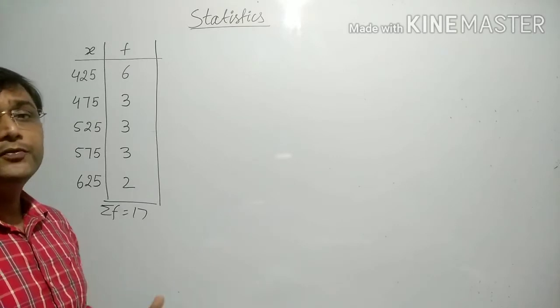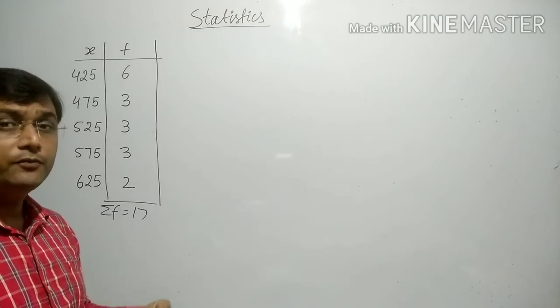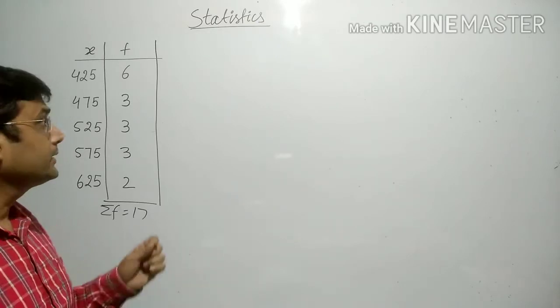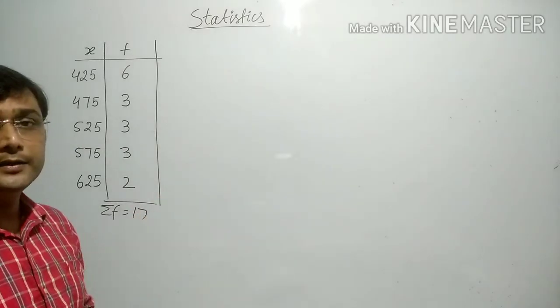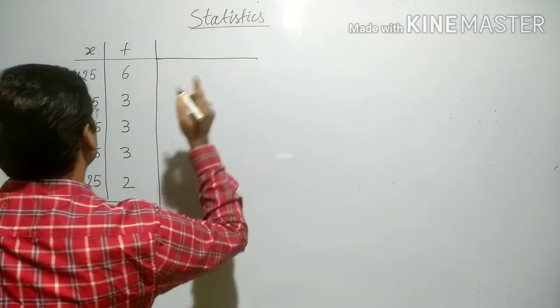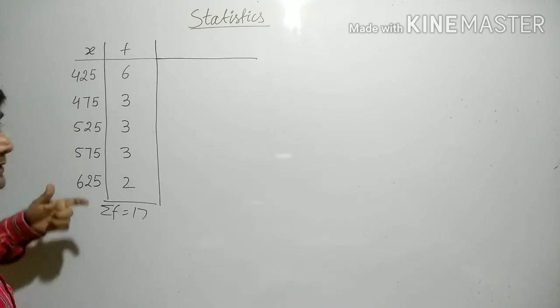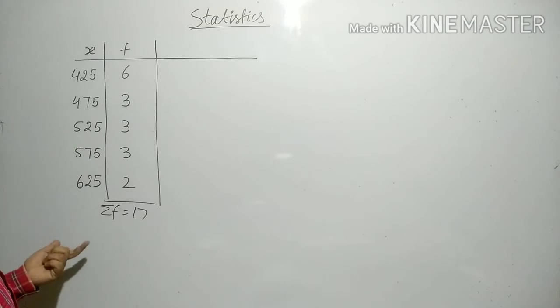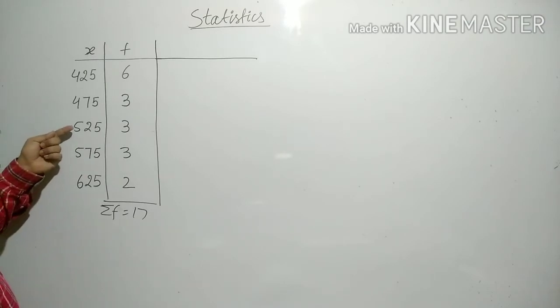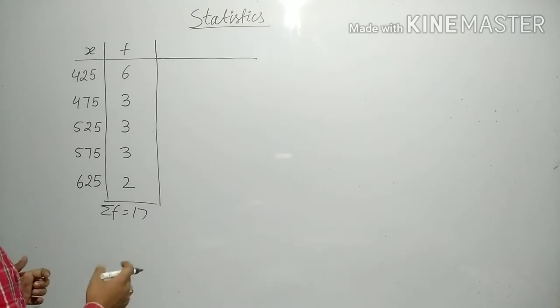And if we don't want to use the direct method, then we can use the shortcut method. Then one more step we will add in this. What was that step? We will assume a mean, the assumed mean. In most cases we take the middle one. Suppose there are 5 data, so we will take this one, but it may be possible that there are 6. Then which one will we take? At that time we can take the third number or the fourth number.